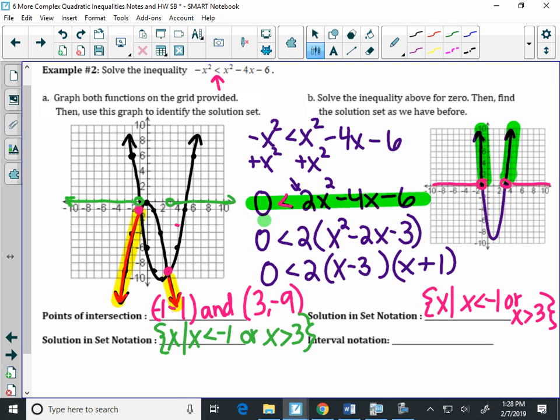How do I write that as an interval? Parentheses, -infinity, right? -infinity up to -1. Okay, -infinity to -1. What symbol goes in between? Union. What's the other interval? 3 to infinity. Okay?